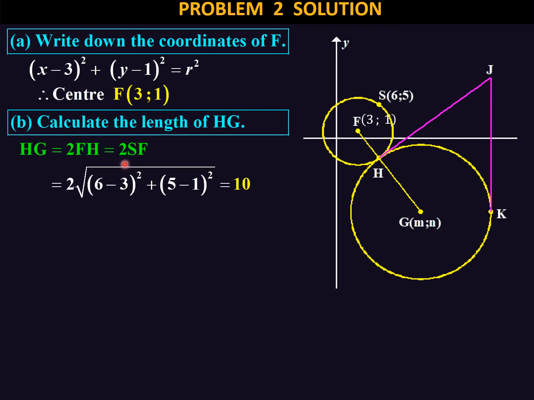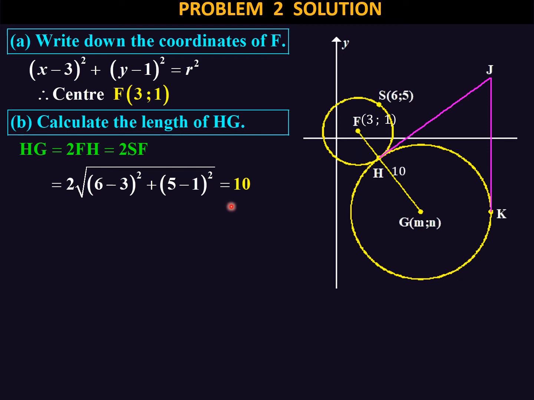So in other words, there's 2, that's the double part. SF is just the distance. I just work out the distance between S and F. That will be 5. So it's 2 times 5, which is equal to 10. So HG is 10. You could also have done it separately, work out the SF separately, which is 5, and then you double it there.